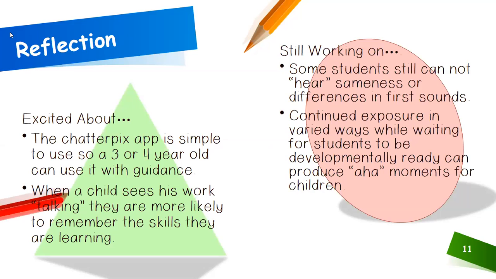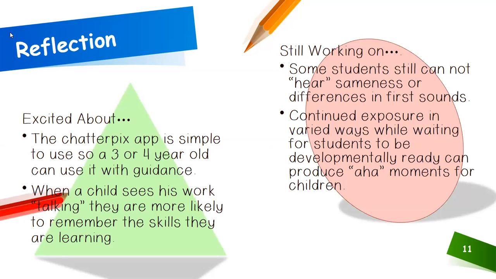Some things that I'm still working on: some students still can't hear the sameness or differences in first sound. So although I might do a week-long study on alliteration, that doesn't mean that every student is going to master this concept by the end of the week. Some depends on their maturity. Are they developmentally ready to hear things that start with the same sound or differences in sound?